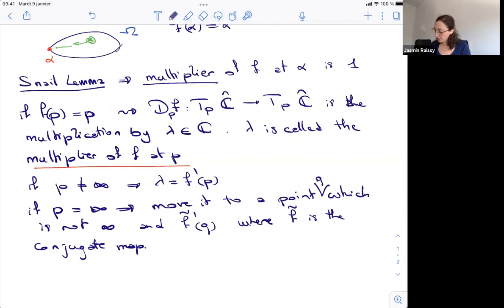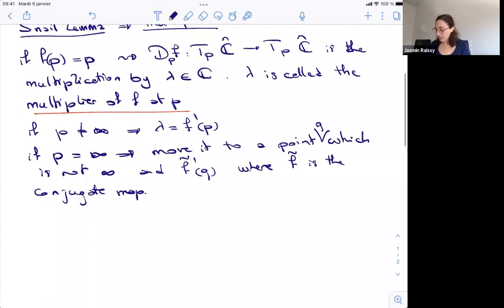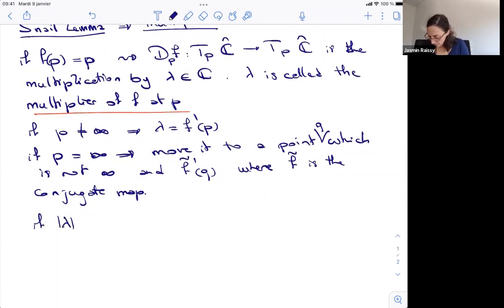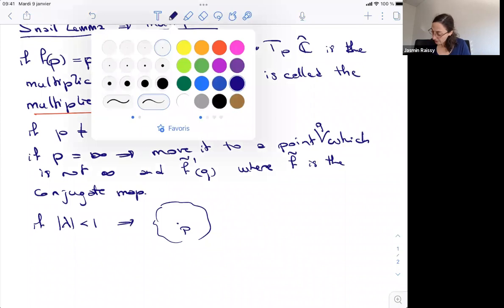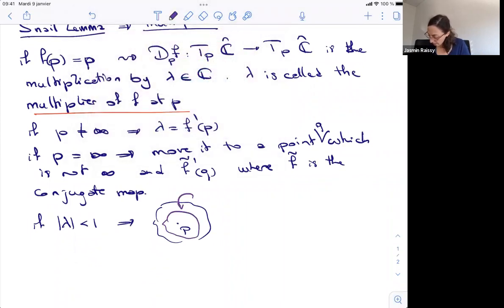I know I decided I didn't want to do many proofs today, but just to give you a hint: the multiplier is telling you what happens at the linear part of your map. If the multiplier is in modulus less than one, then you have a fixed point and the first derivative is less than one. So you can find a small neighborhood which is sent to itself and strictly inside by F, and so you're going to be contracted. You can also prove that iterates are going to converge to your fixed point, which means that P is going to belong to the Fatou set of F.